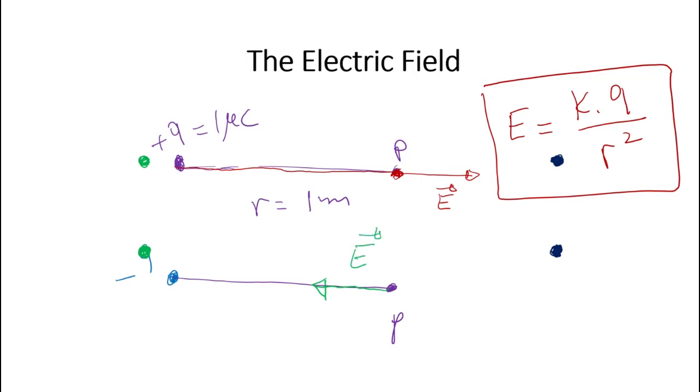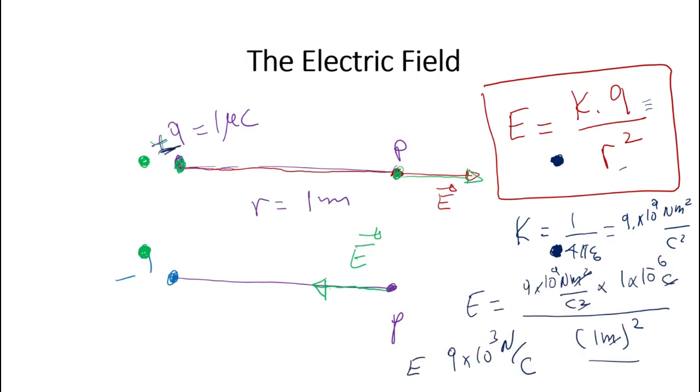The direction of electric field depends on the charge. If I have a point charge and I want to find the electric field at point M, I draw the line between the 2 points, and then the electric field will be away from the charge if the charge is positive, and toward the charge if the charge is negative. Constant K is 1 over 4 pi epsilon 0, which is 9 times 10 to the 9 newton meter squared divided by coulomb squared. If I replace the Coulomb constant, the charge Q and the distance R, this is what will be our electric field.